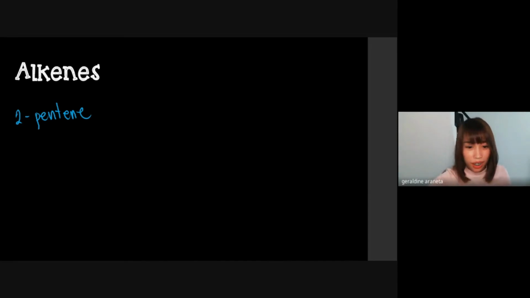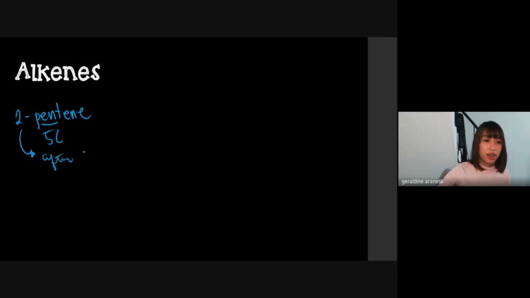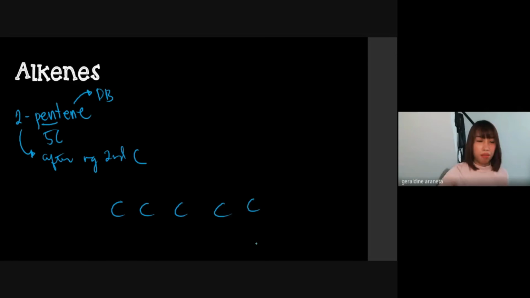Let's check, okay? So 2-pentene means 5 carbons. The double bond is after the second carbon, right? The "ene" means double bond. So 1, 2, 3, 4, 5. The double bond is after the second carbon, so all the rest are single bonds. This one has one more, and this one also has one more.